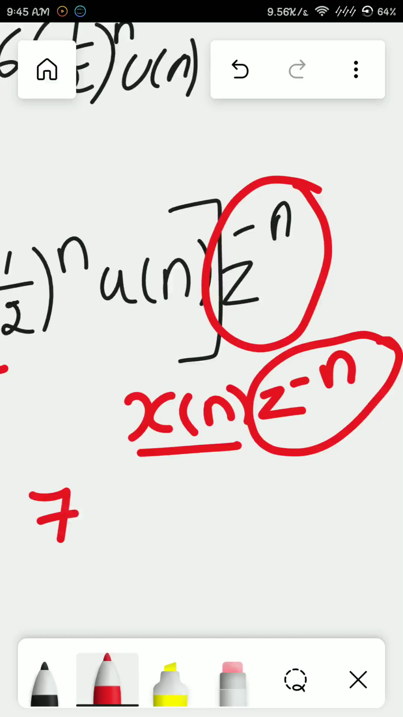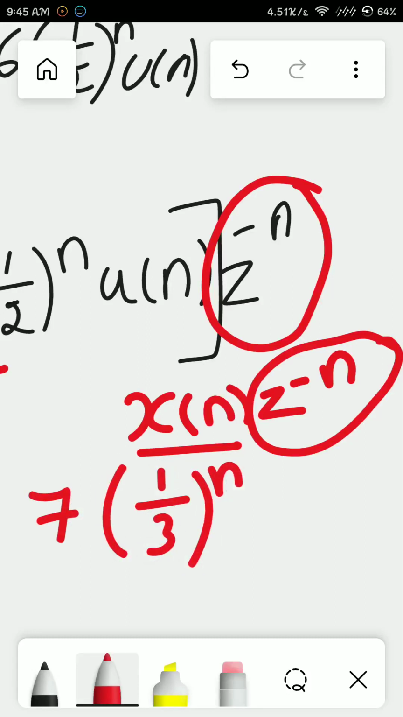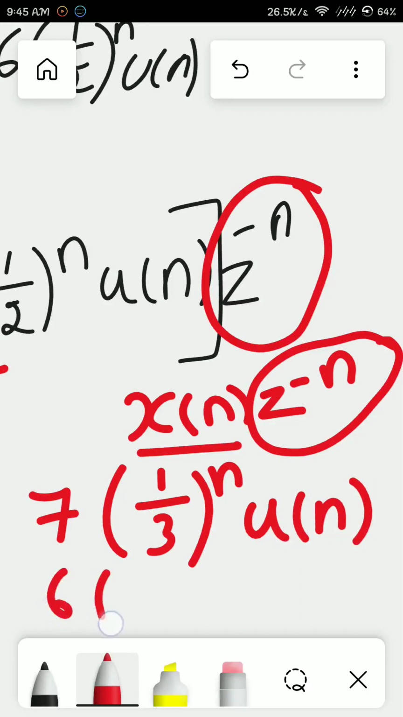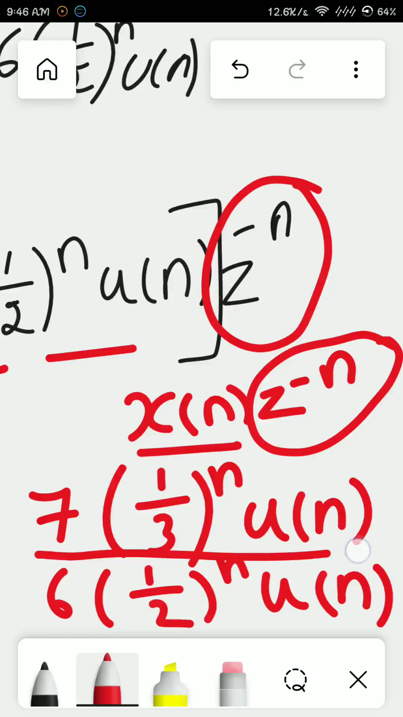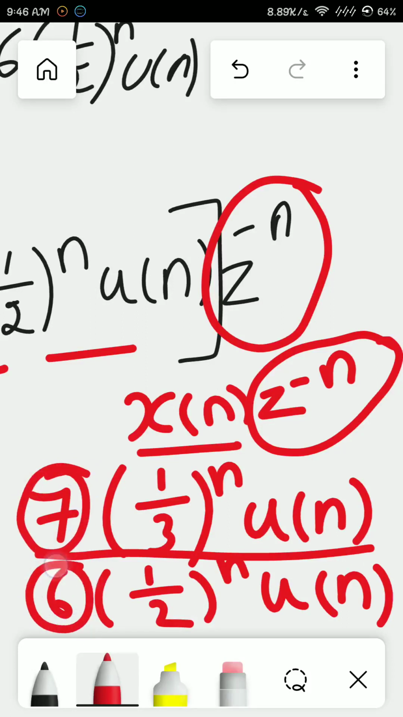That is, one term was 7 into (1/3)^n into u[n], and the other term was 6 into (1/2)^n into u[n], and both were subtracted, right? So what we have to do after this is multiply z^(-n) into each of these, and we are going to remove the constant outside.